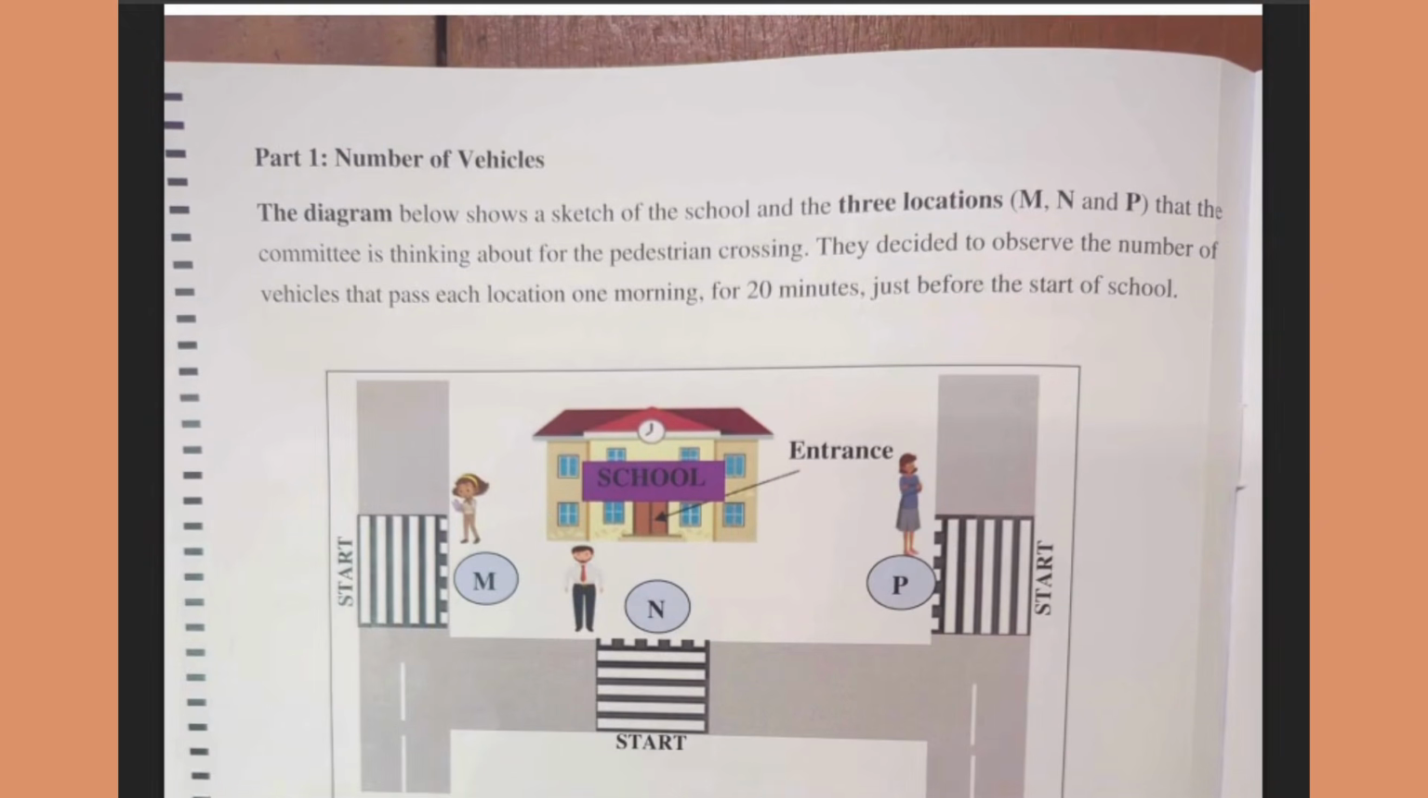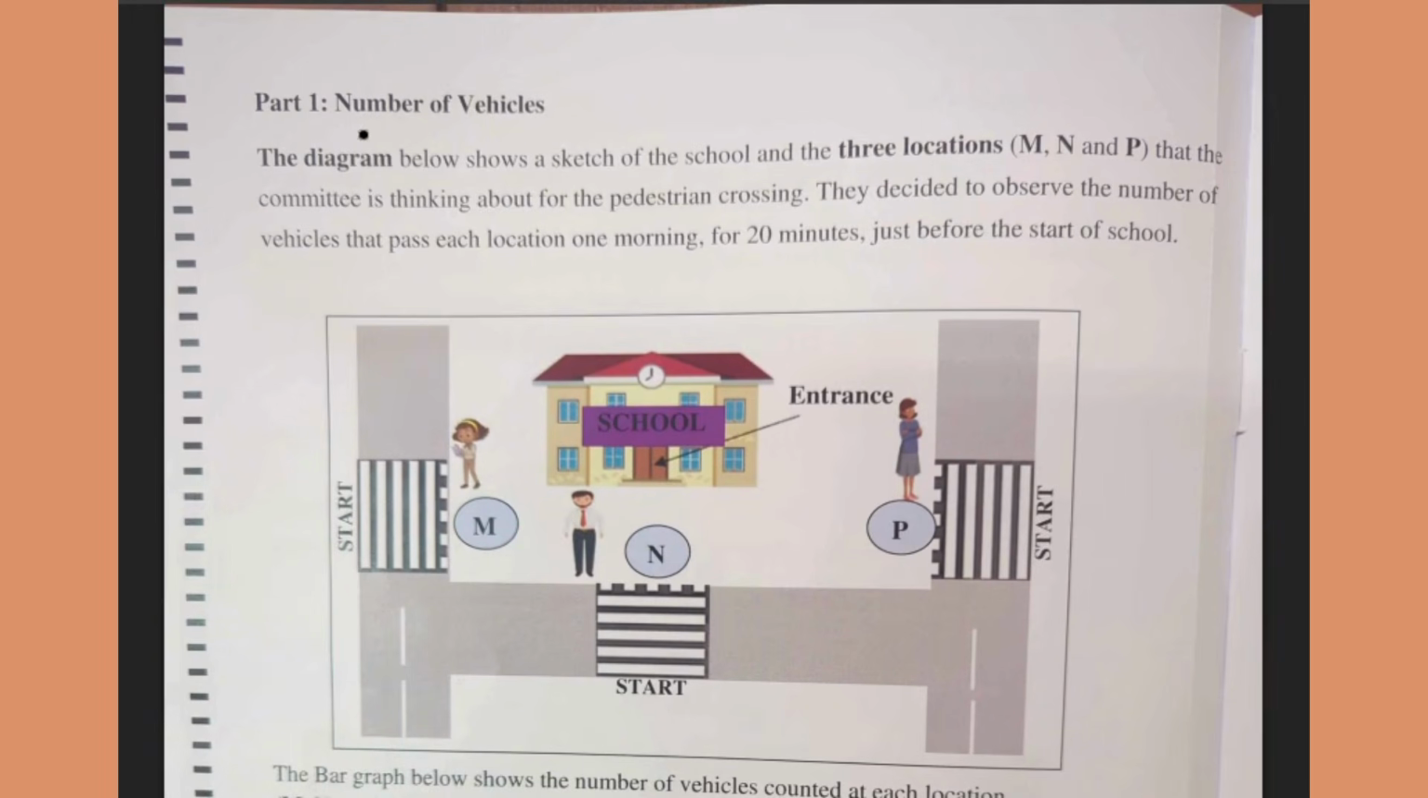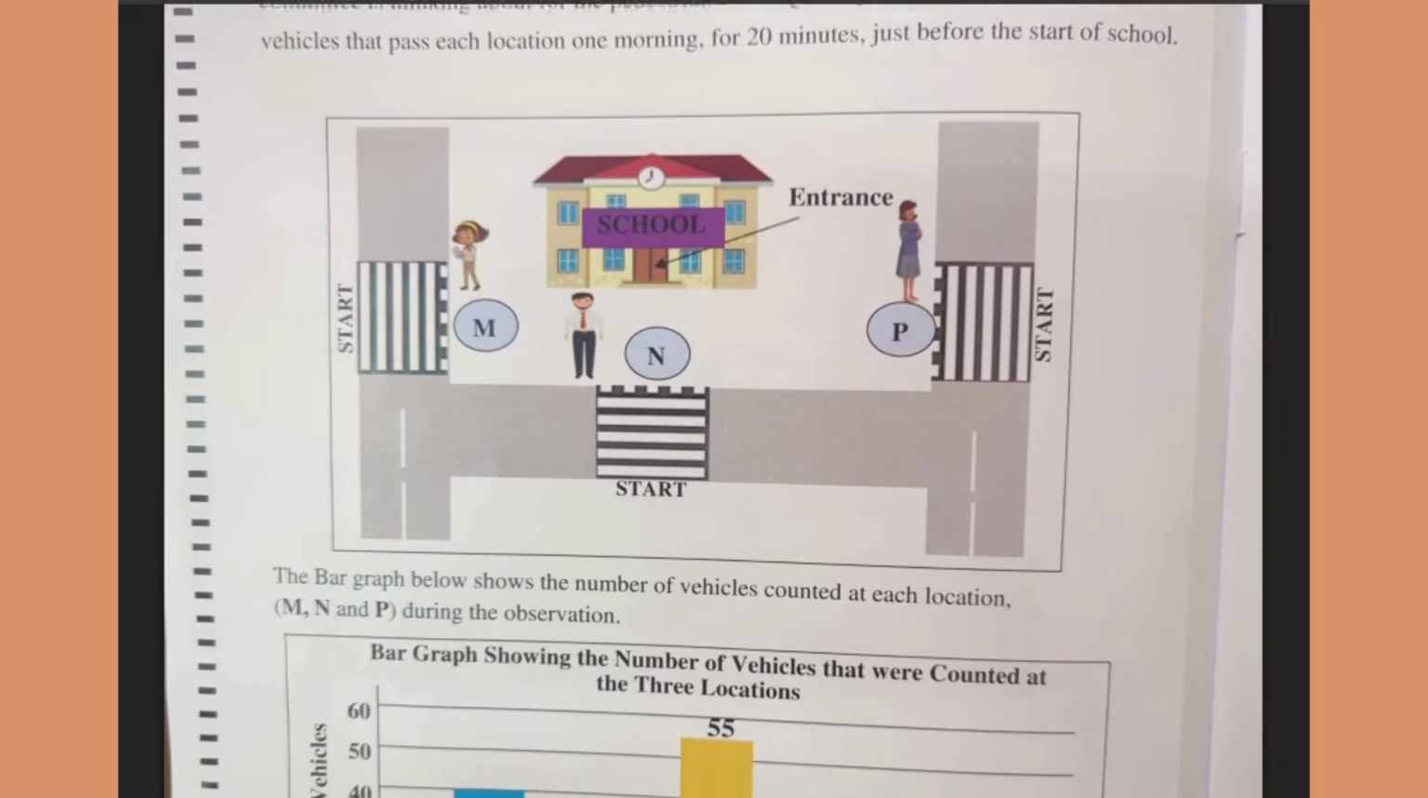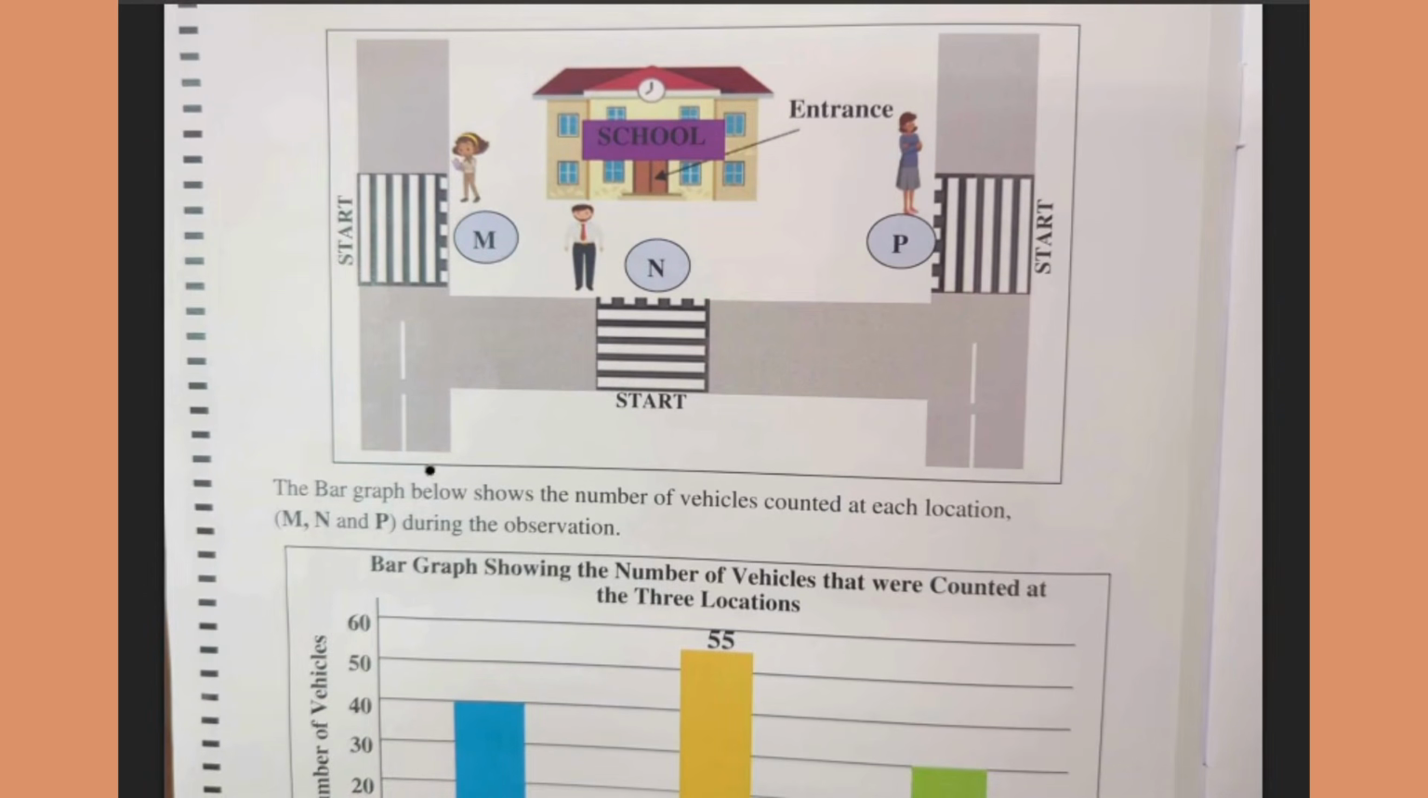So let's just look at part 1. Part 1, number of vehicles. The diagram below shows a sketch of the school and the three locations, M, N, and P, that the committee is thinking about for the pedestrian crossing. They decided to observe the number of vehicles that pass each location one morning for 20 minutes, just before the start of school. So, this is the picture showing the three locations and where the pedestrian crossing will be located.